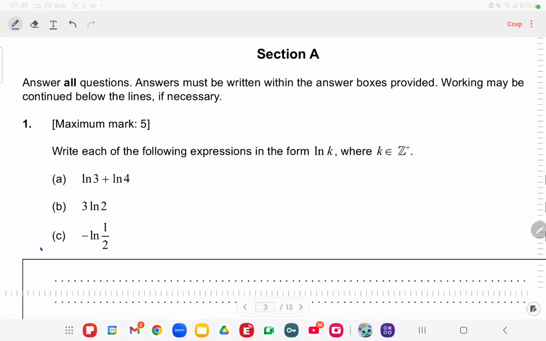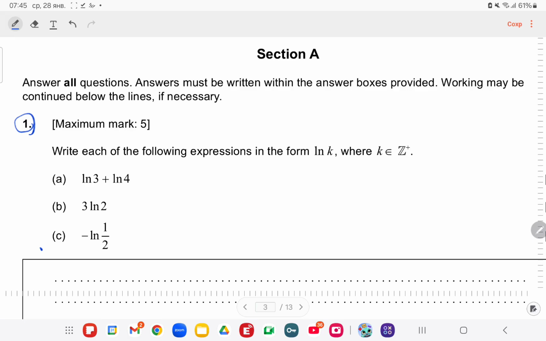In this video, we're going to consider past paper analysis and approaches, standard level. This is a paper of May 2025, paper 1. Let's start. First question, 5 marks.